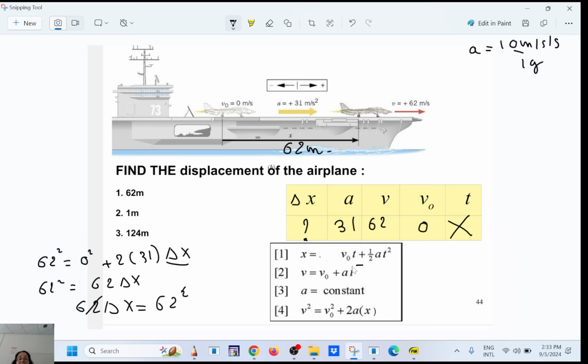Let's find the time. How long does it take? Okay, so final velocity is 62, initial velocity is 0, plus 31 times t. So the time elapsed is 2 seconds. So in 2 seconds at 3G, your stomach is not going to be very happy.